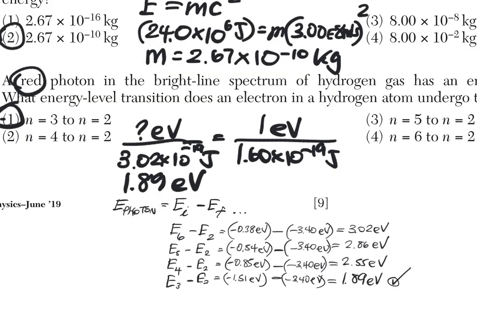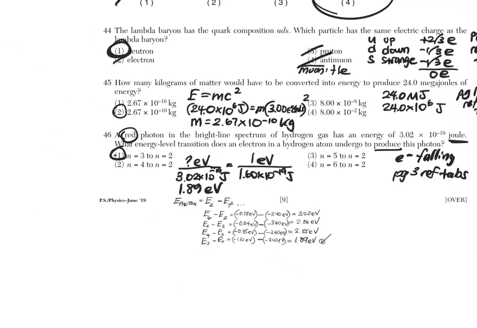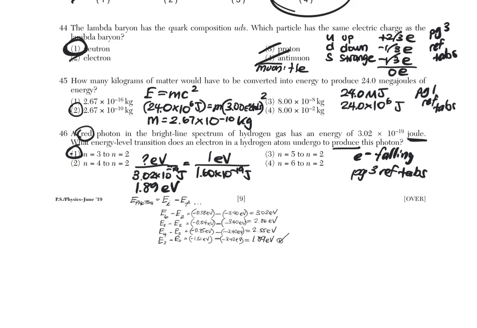All right, so yeah, it's a little tedious, but I ran through all the transitions, 6 to 2, 5 to 2, 4 to 2, 3 to 2, and got all of the different photon energies, and we figured out that the 3.02 times 10 to the negative 19 joules is 1.89 eV, and so that transition would be from 3 to 2. So if you didn't know that red for hydrogen was 3 to 2, that's actually how you would calculate it. Kind of annoying.